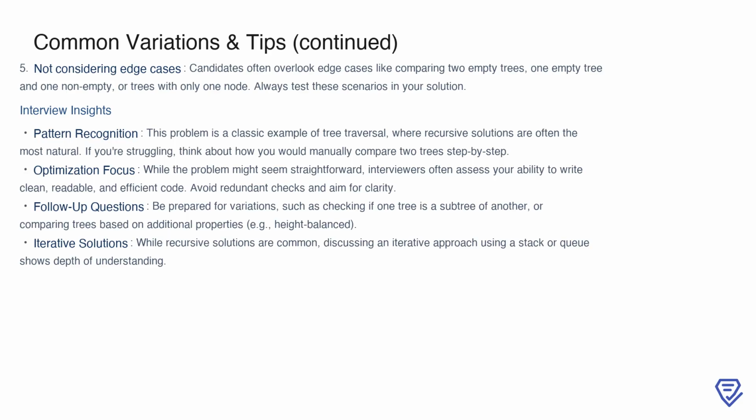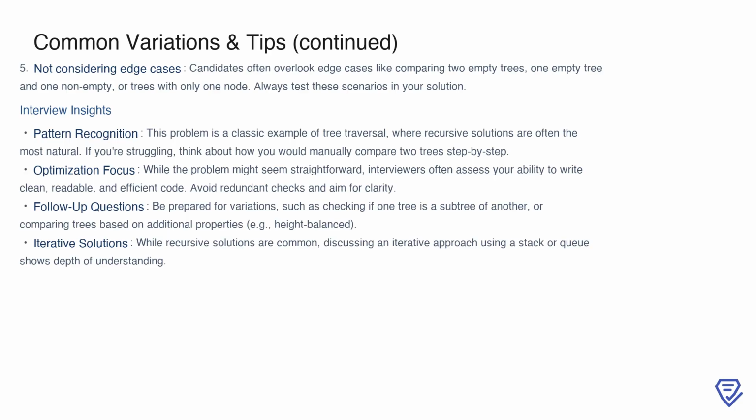Edge cases are another important consideration. For example, comparing two empty trees should return true, while comparing one empty tree to a non-empty tree should return false. Similarly, trees with only a single node need to be handled correctly. Testing these scenarios ensures your solution is robust.